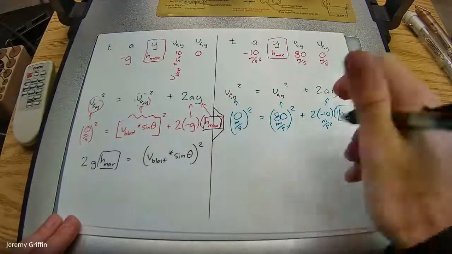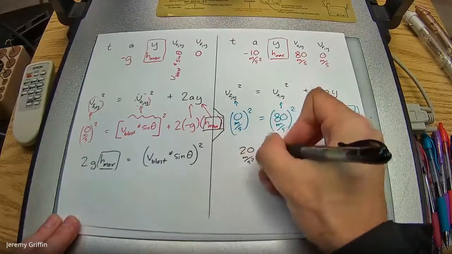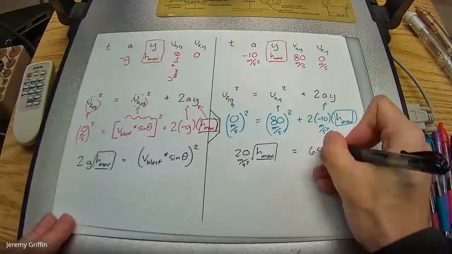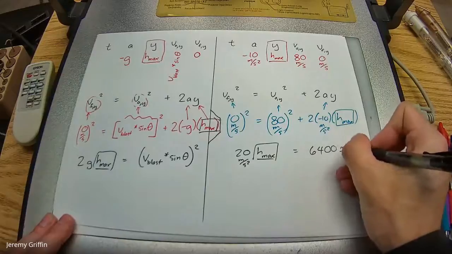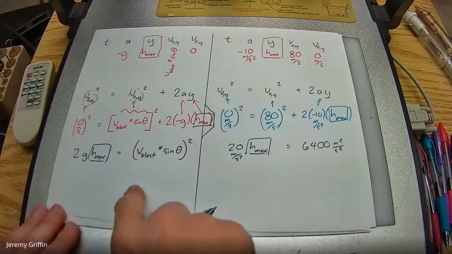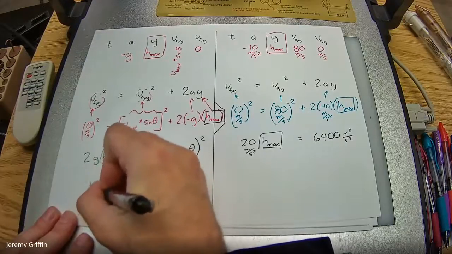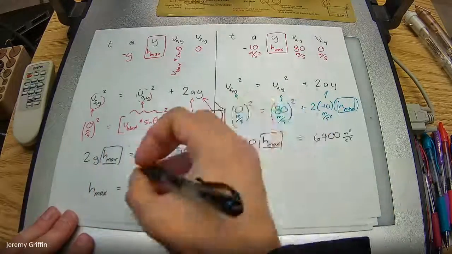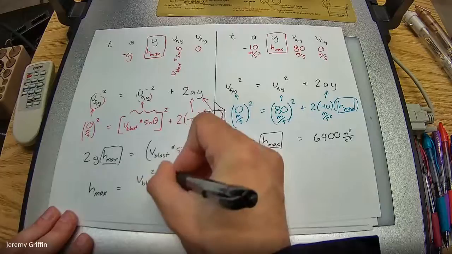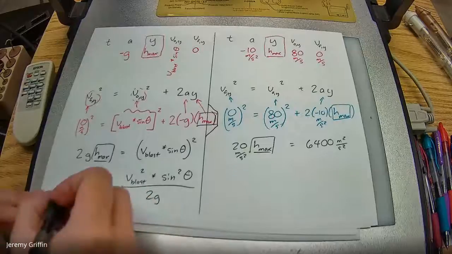Okay. Versus over here, same idea. I'm going to just add this over. Got 20 h max with some units, is equal to now 80 squared. Looks like what, 6,400? Is that right? Yes. All right. Divide both sides. On the left side, I'm going to divide by 2g, and I'll get a general expression. H max is equal to, I guess I could square both pieces, right? V blast squared times sine squared theta, all divided by 2g. Okay. This is a general solution.